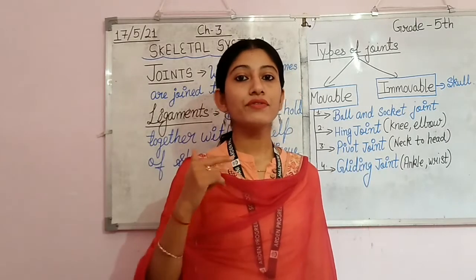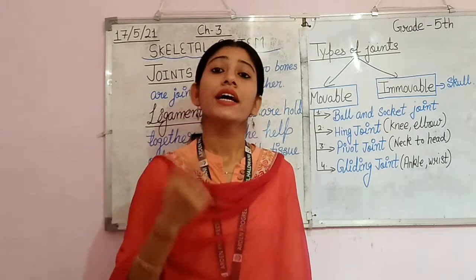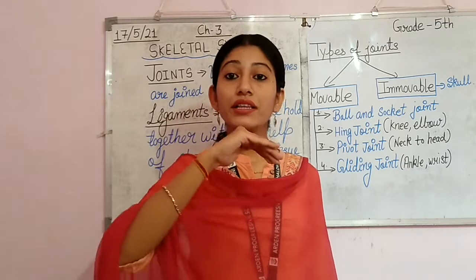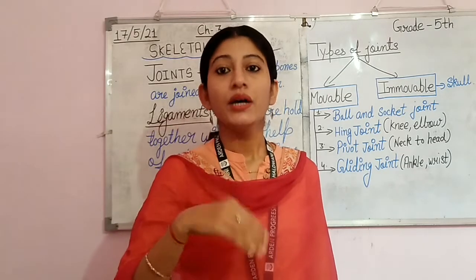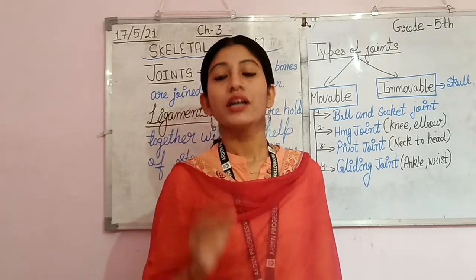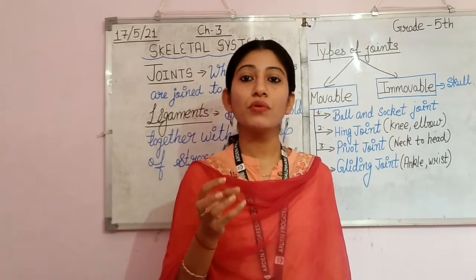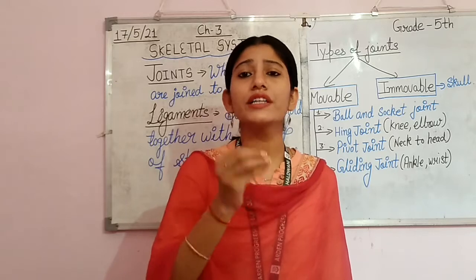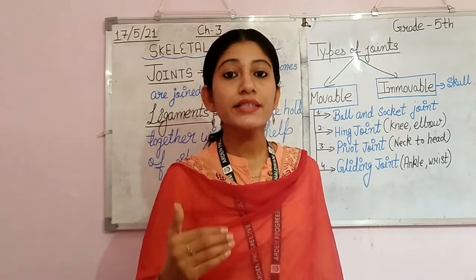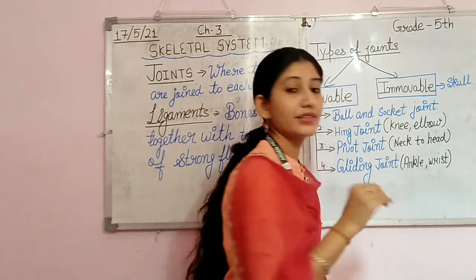Now the other type of joint is our gliding joint. Now what is this gliding joint? See, gliding means when one thing comes over the other. They are gliding over each other. So when we talk about the gliding joint, we see that the bones are gliding one over the other, and we can see such joints in the ankle and wrist.